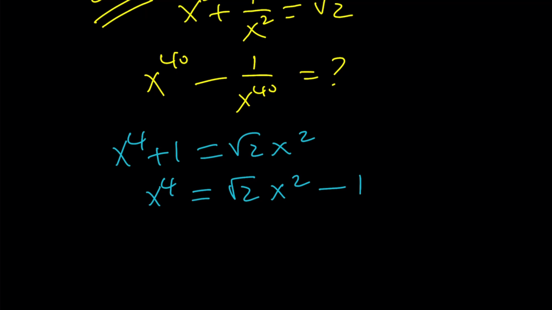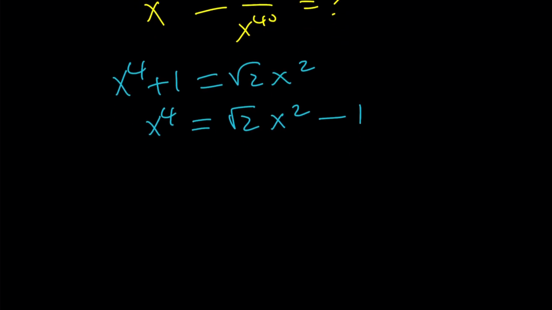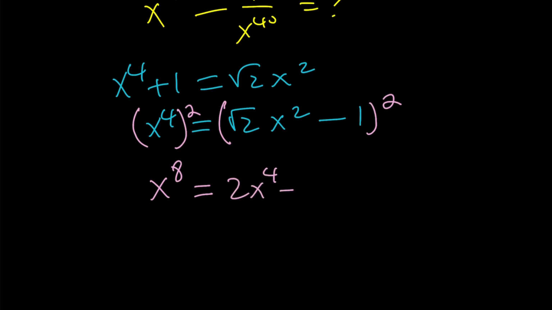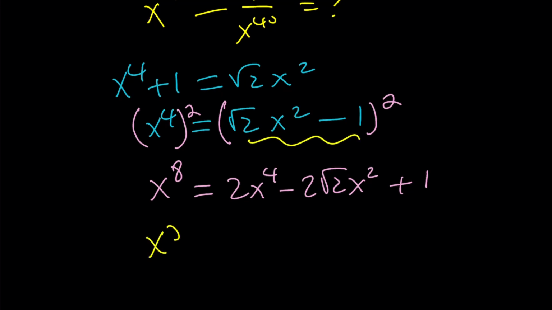Here's how. I can go ahead and get to 40th power by raising both sides to the 10th power, but that would be cumbersome. So instead, let's just square both sides. How about that? That won't be too bad, right? This would give me x to the 8th power. And then if you square this like a minus b, you're going to get 2x to the 4th minus 2√2 x squared plus 1. And then x to the 4th, remember, can be replaced with this. So I'm going to do that one more time. 2 times √2 x squared minus 1 minus 2√2 x squared plus 1.